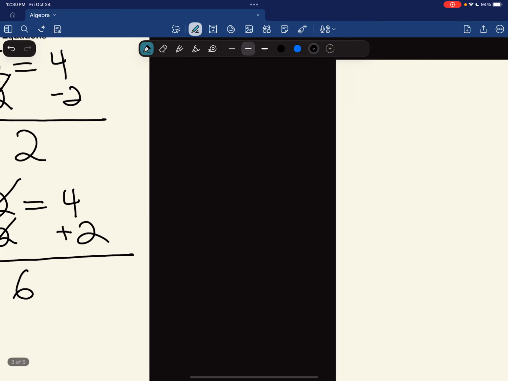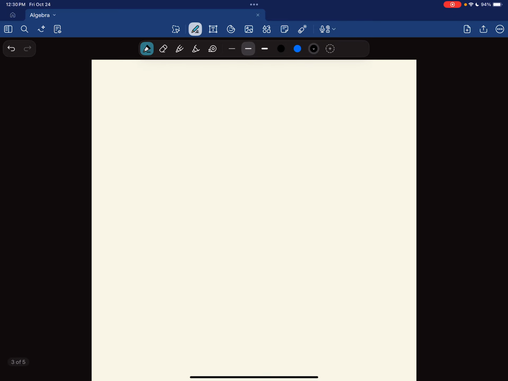Okay, now let's say we have something like 3x is equal to 9. We want to isolate our x again, our variable once again, except this time we have 3x, which is the same thing as 3 times x. Now to get rid of this 3, we do the opposite operation. Since we have 3 times x, we're going to divide this 3x by 3.